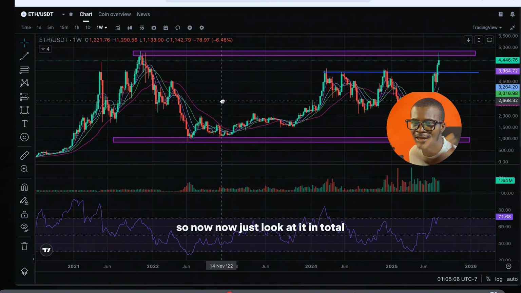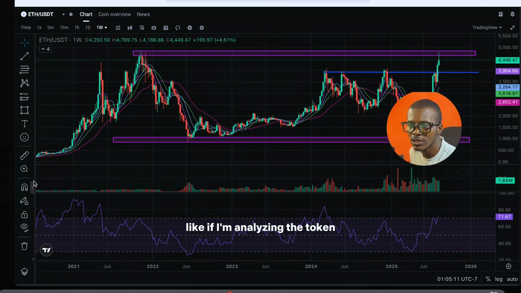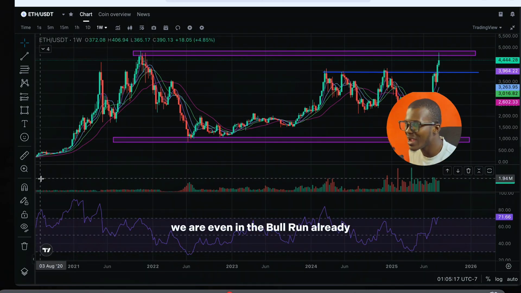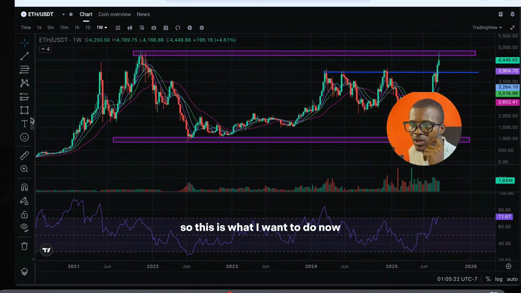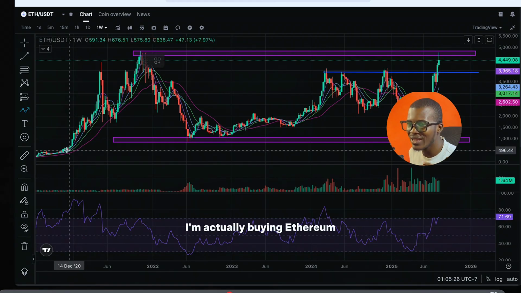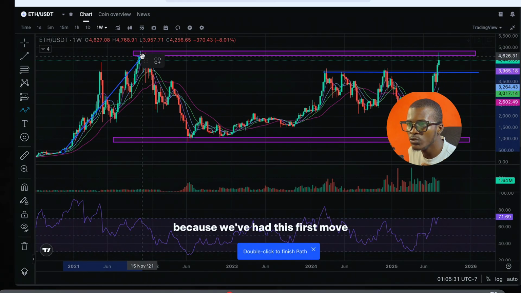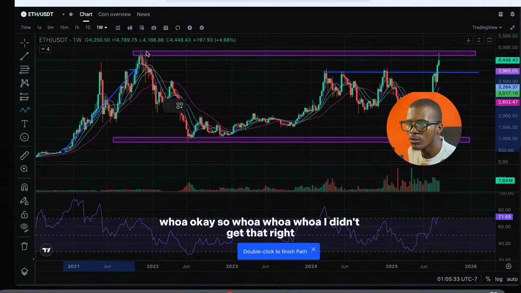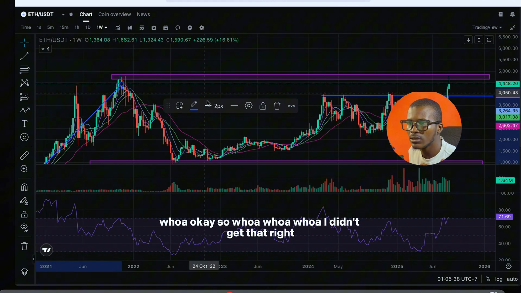Now just look at it in total, if I'm analyzing a token, this is what I do. We know that the bull run is very close because we are even in the bull run already, in the bull season already. So this is what I want to do now. If you should ask me, I'm actually buying Ethereum, right? Because we've had this first move. Whoa, okay. I didn't get that right.